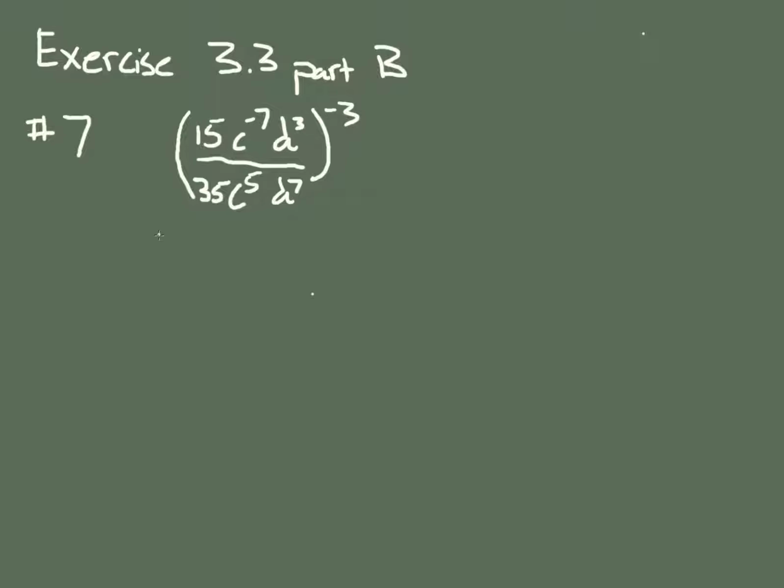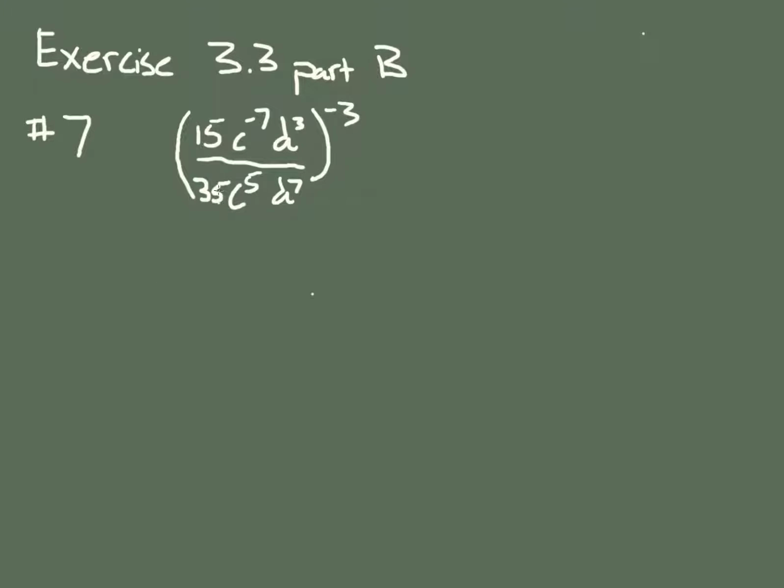If you go back to PEMDAS, the first step would be to simplify your parentheses. And then once you simplify what's inside the parentheses, then you can work on getting this exponent out. You could put this in first, but it would just complicate things, so I recommend simplifying the inside first.